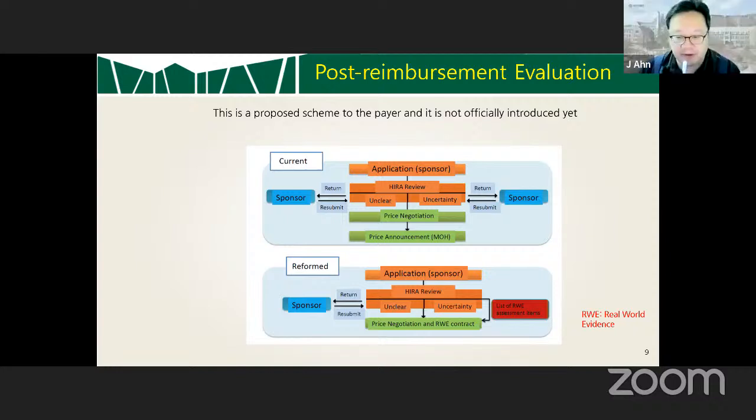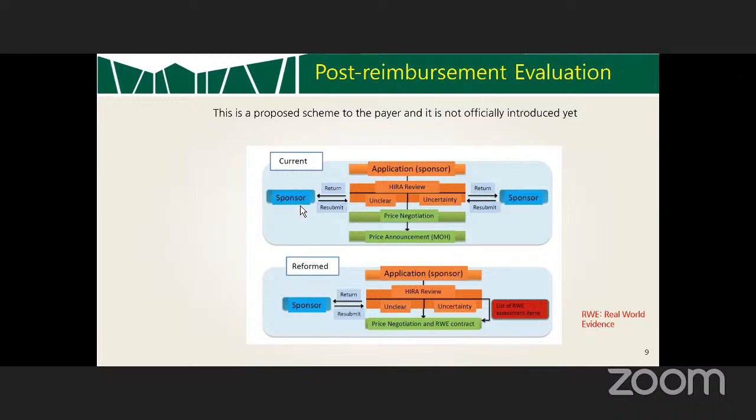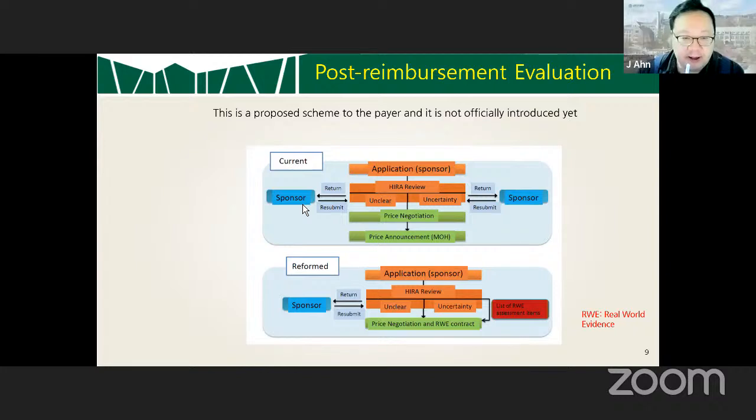Thank you very much for giving me another chance. In the current system, all kinds of uncertainty are sent back to the sponsor or the company to revise and resubmit. And if they cannot, it influences their proposed price to be lowered. But under the reformed plan, those uncertainties can be postponed to the post-reimbursement evaluation. So there will be a list of assessment items from the uncertainties, then they can be reviewed after reimbursement.